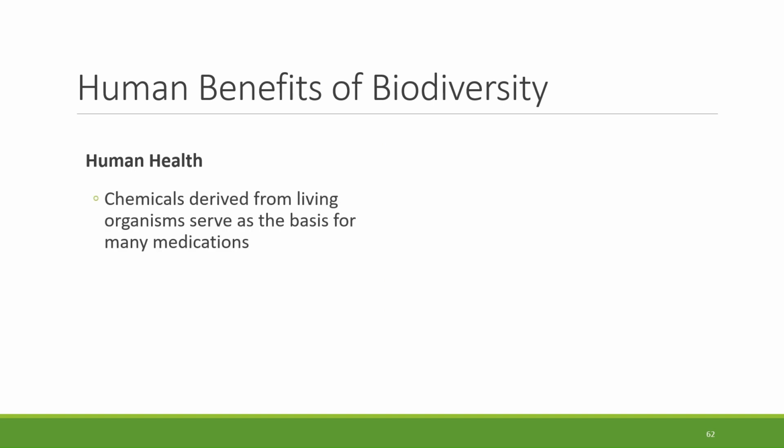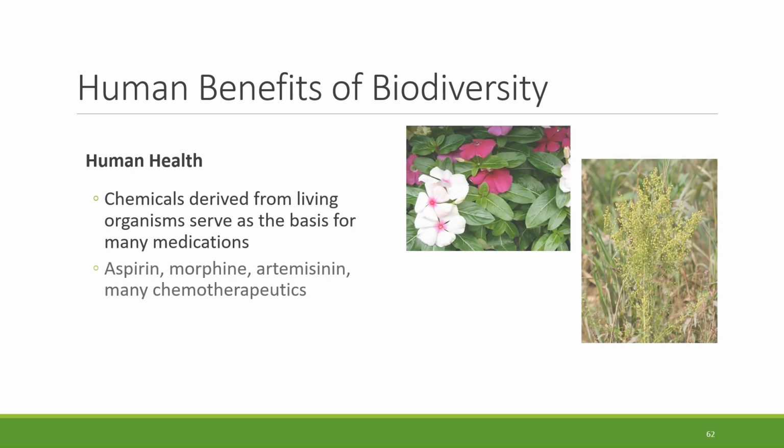Many medicines are based on chemicals derived from living organisms. Some examples include aspirin, morphine, artemisinin, which is a drug that's used to treat malaria, and many chemotherapeutic drugs that are used to treat cancer. So the top photo here is of Madagascar periwinkle, which is a source of cancer treatment drugs. The right photo is sweet wormwood, which is the source of artemisinin.